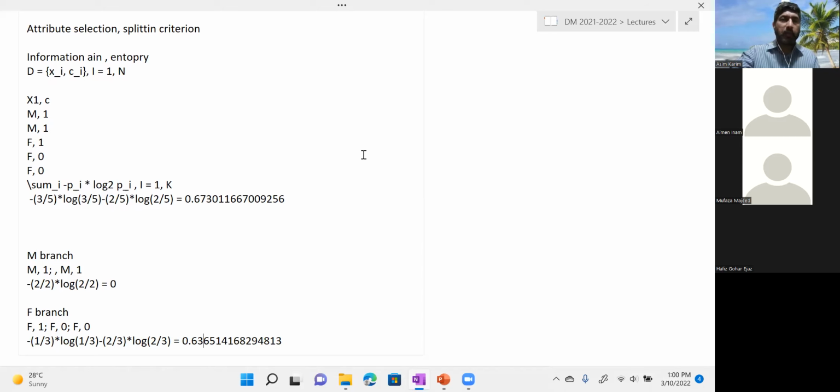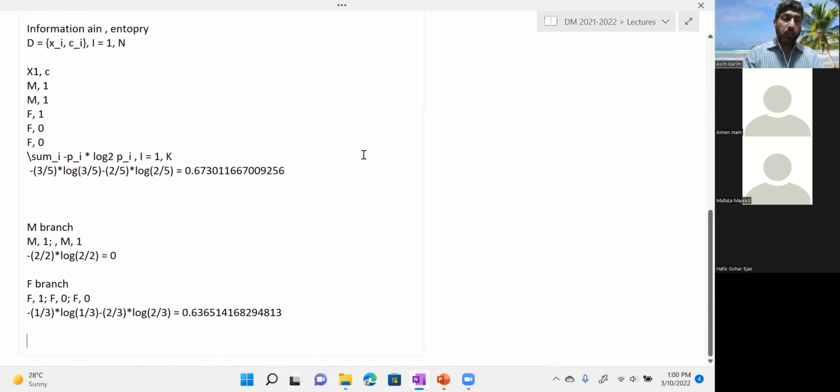So now we have two branches or two splits of the data. The original data was 5 examples. The left split, the male split, had 2 examples. The right female split has 3 examples. And the male split's entropy is actually 0. The female split's entropy is 0.636.